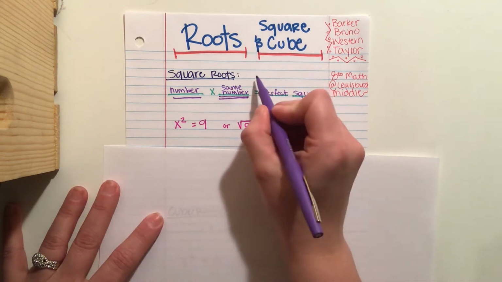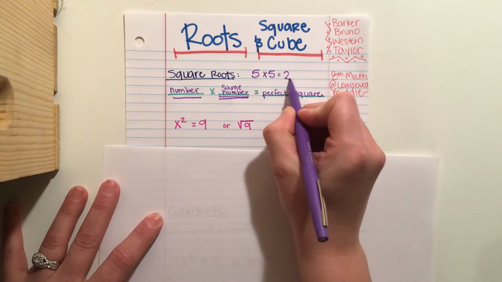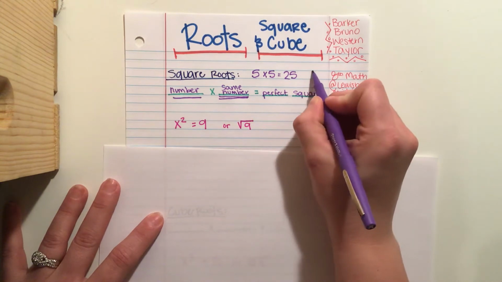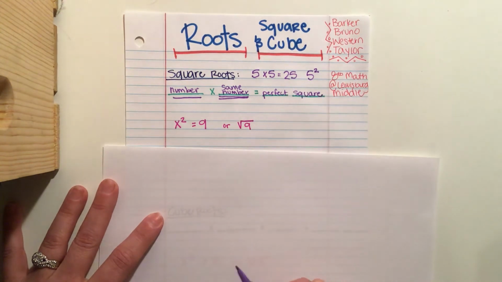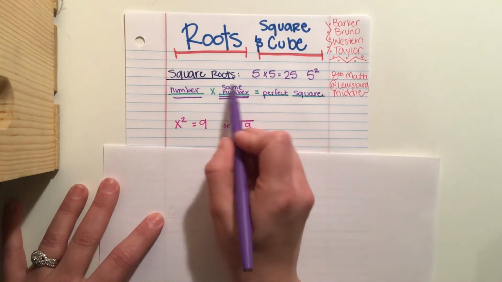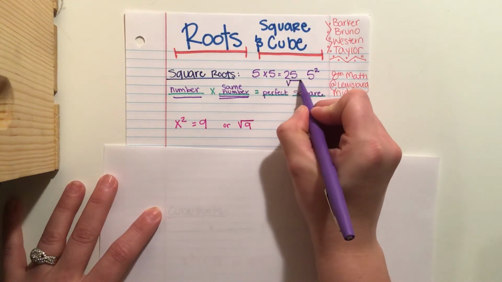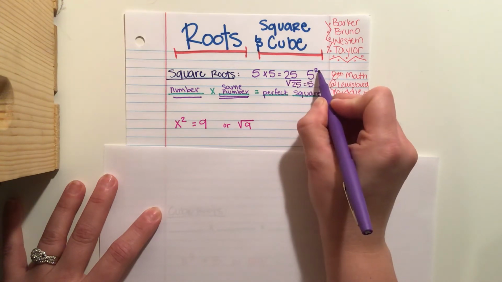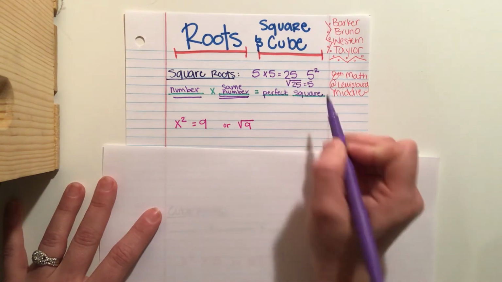If I have 5, so 5 times 5 equals 25. So, how you could write that out is you could say 5 squared. Well, 5 squared equals 25. If you're looking for the square root, what the actual number was, the root of it, rooting it down, you would say the square root of 25 equals 5. So 5 squared, or 5 times 5 equals 25, and the square root of 25 equals 5.